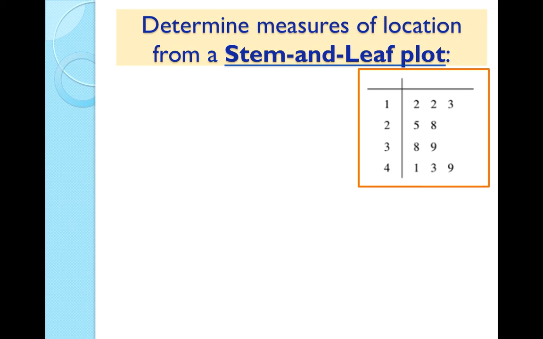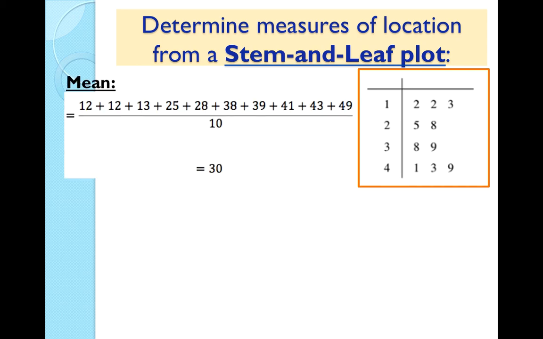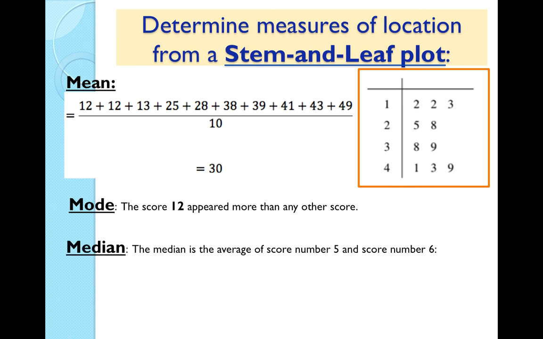If we have to determine the measures of location from a stem and leaf plot, once again for the mean, remember that the stem plus the leaf forms the number, so we add all the scores and divide by 10 scores, which gives us a mean of 30. The mode, the score 12 appeared twice and none of the other scores appeared twice, so 12 is the only mode we have here. The median, we have 10 scores, so the median is the average of score number 5 and score number 6, so it would be 28 and 38. Divided by 2, the median would be 33.